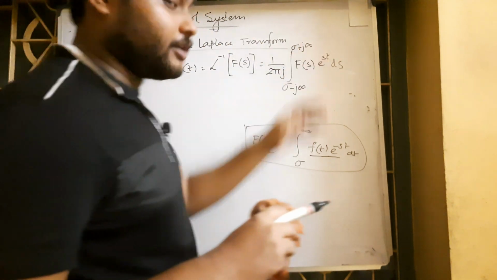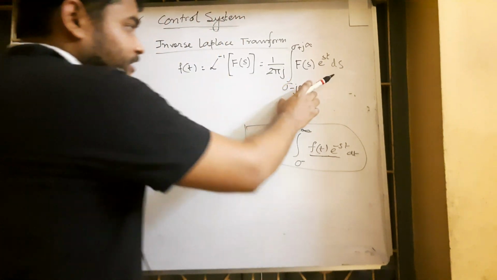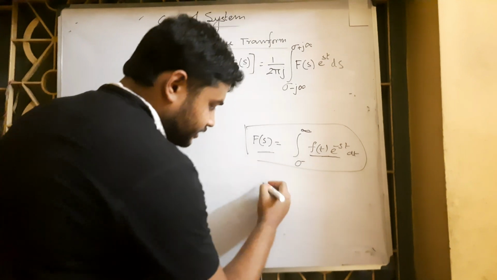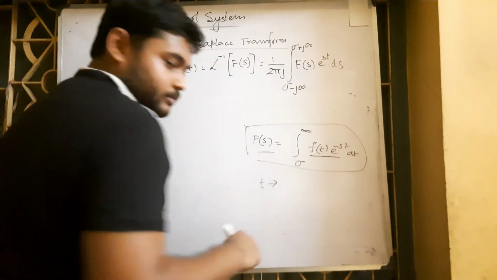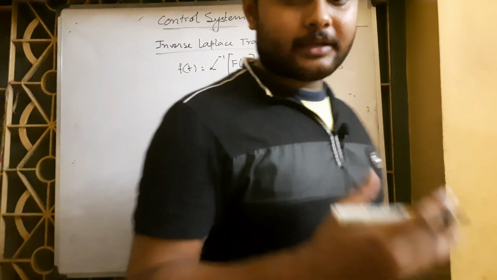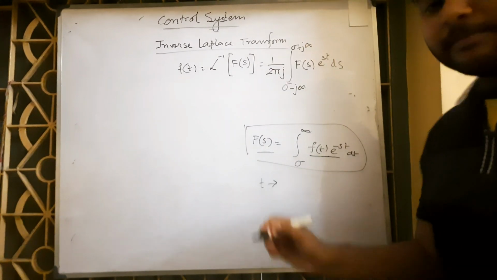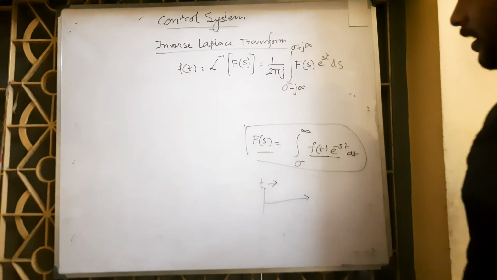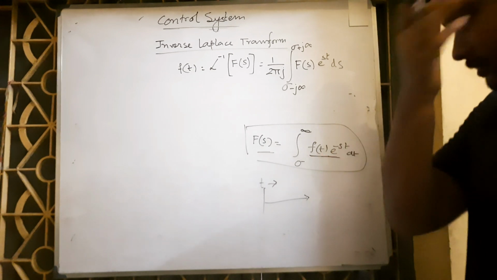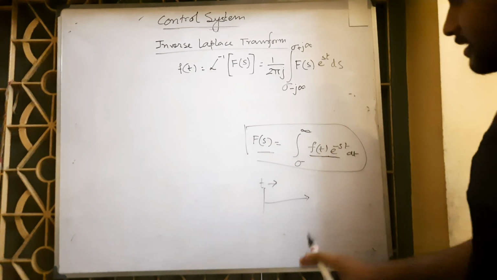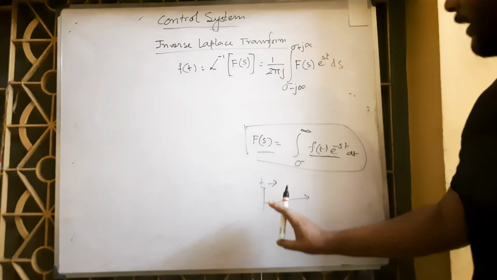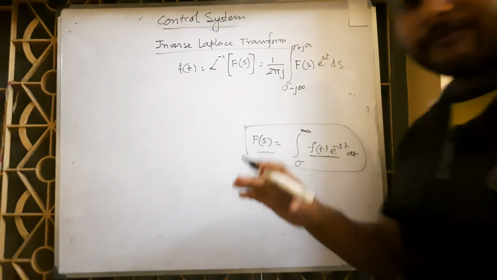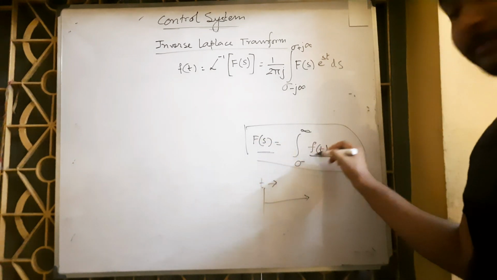Another thing is the limit of the integration. The limit of the integration is this because in the time domain, at any instant t holds a single number. So t was represented by some axis, we call it the time axis, and we are considering the time domain function.